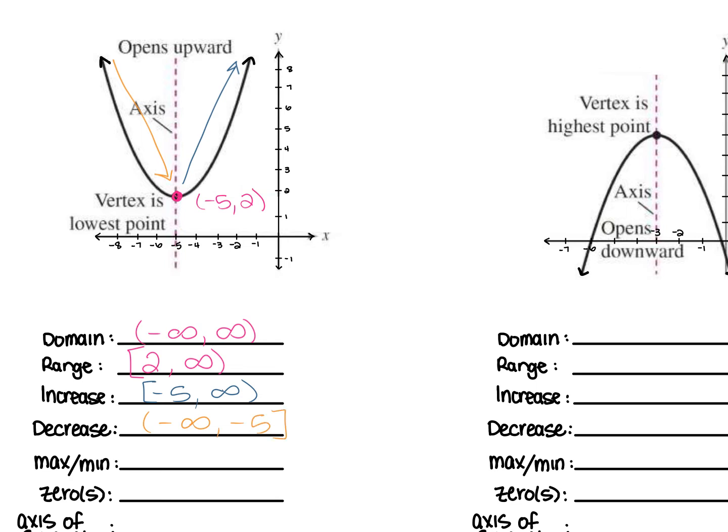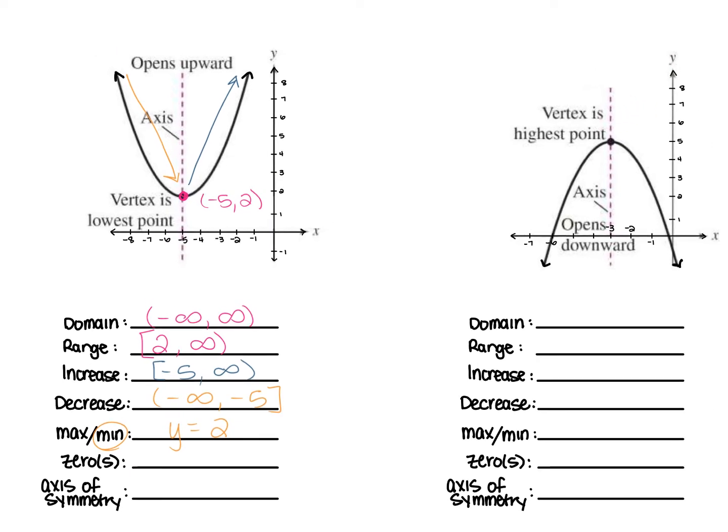Good. From here, that vertex is our highest or our lowest point? Lowest. So we have a minimum value. What's the y value from your vertex? 2. So y is equal to 2. That is your minimum value.